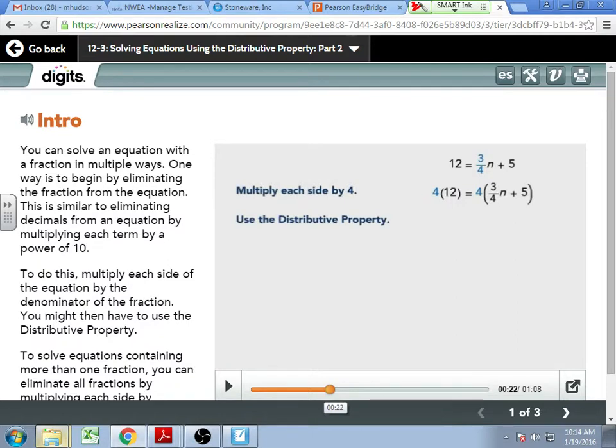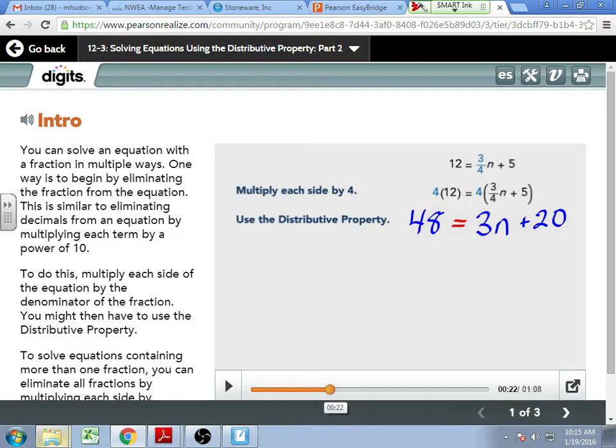Then, what that 4 does on the right side is makes it just 3n plus 20. Because all it did was get rid of the division by 4, but then it had to distribute, so the 5 also got multiplied by 4. That's why it's blank below there, and that's why I pause. And that equals 48 on the left-hand side. Now, it's a lot nicer to solve.